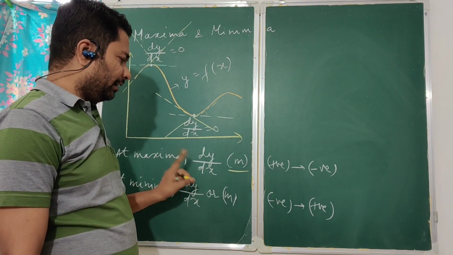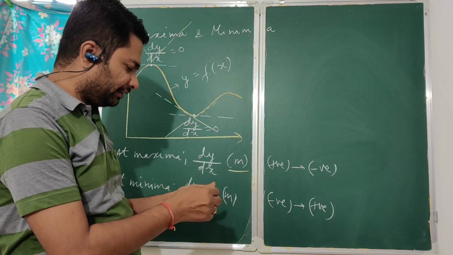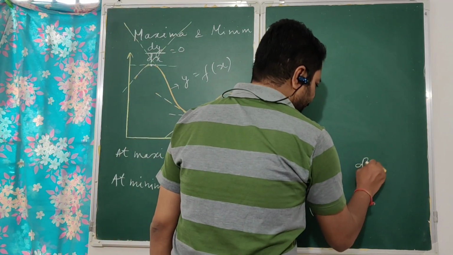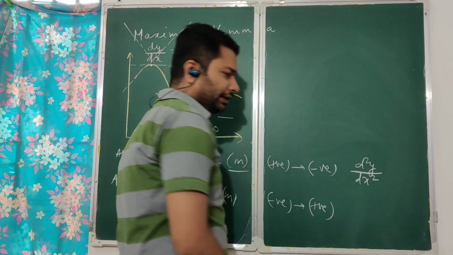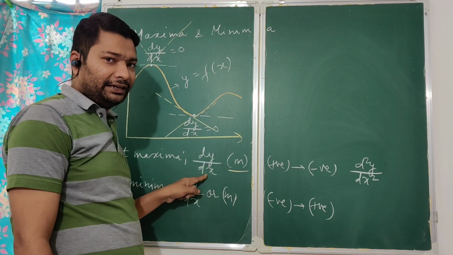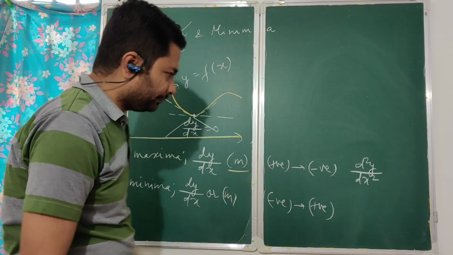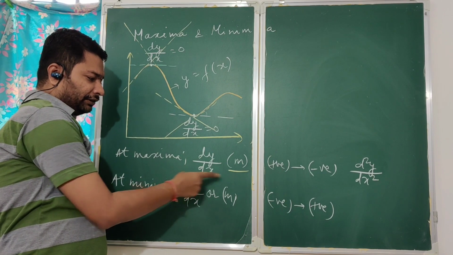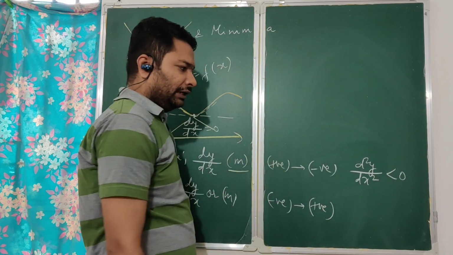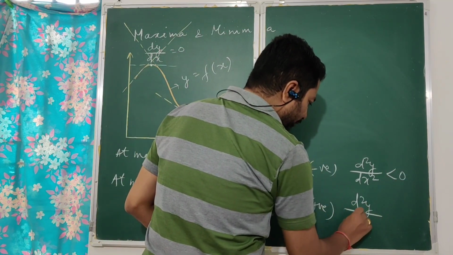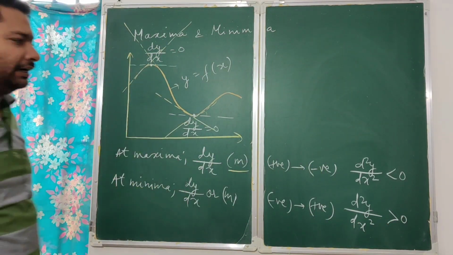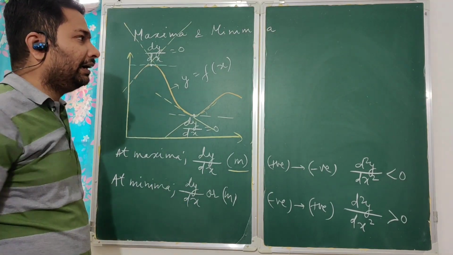So that means at maxima, what should happen to d square y by dx square, or d by dx of dy by dx? It should become negative, because the rate of change of dy by dx with respect to x is becoming negative. Here, at minima, it is becoming positive. So at maxima it should be less than 0, and for minima d square y by dx square should be greater than 0. This will be the condition for determining maxima and minima.